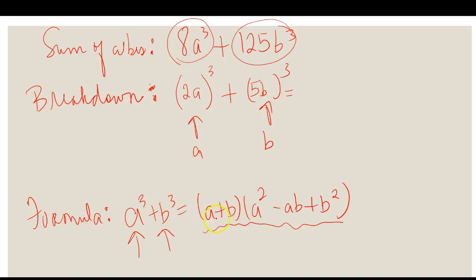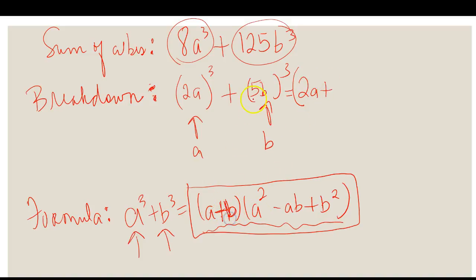So that's why for this formula here, we have a plus b times a squared minus ab plus b squared. If you multiply that, believe it or not, you will only get a cubed plus b cubed. So we follow the formula because we see that it is a sum of cubes formula. So what is a in our case? A is 2a. Alright, then the formula says plus down here. What is b in our case? B is 5b.